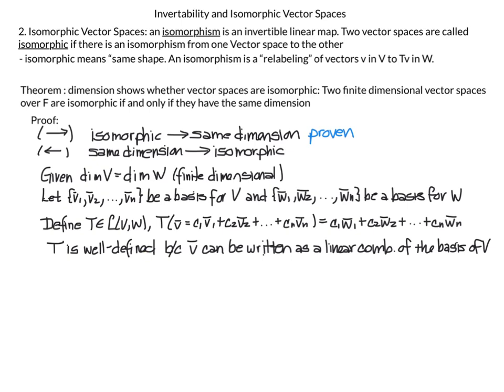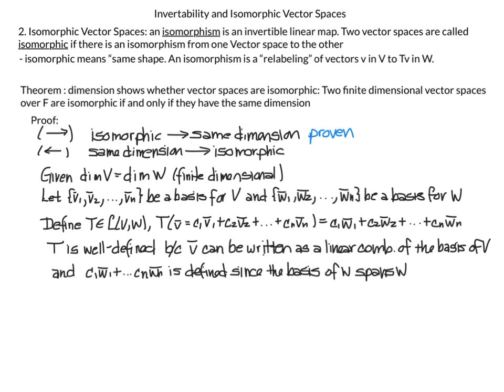And T is well defined because, as we mentioned, V can be written as a linear combination of its basis vectors of V. And also C1 W1 up to Cn Wn is defined since the W1, W2 up to Wn is a basis of W and spans our vector space W. And this last statement implies that T is surjective because W1, W2 up to Wn spans W. And now, remember we want an isomorphism. We have surjective, so now we need injective.